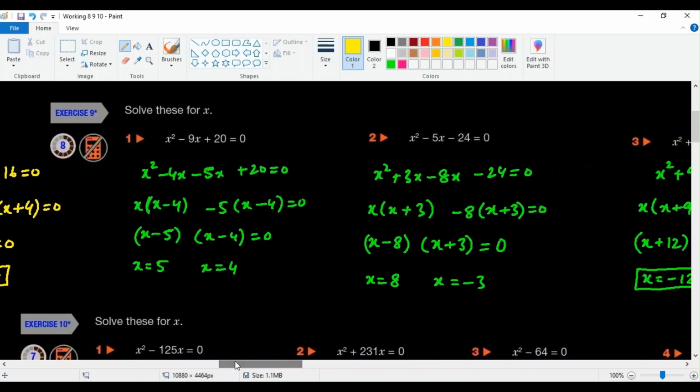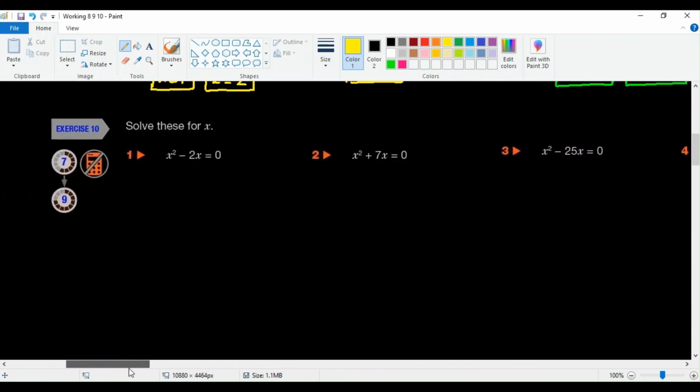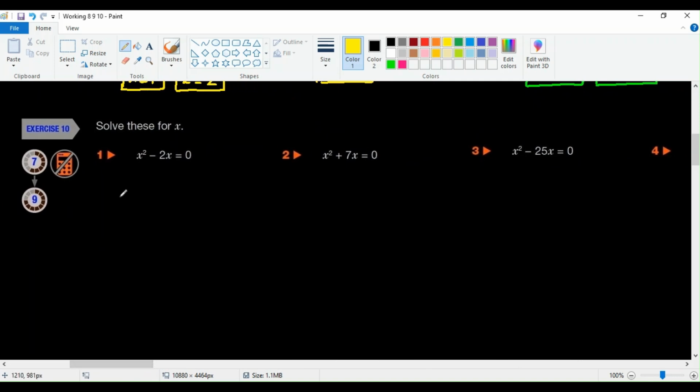This was exercise 9 star. Moving on to exercise 10, which is starting from here. Here, as we have done in the first one, x and x minus 2 equals 0. That means the first value of x is going to be 0 and x equals positive 2. These are the two answers for this equation.